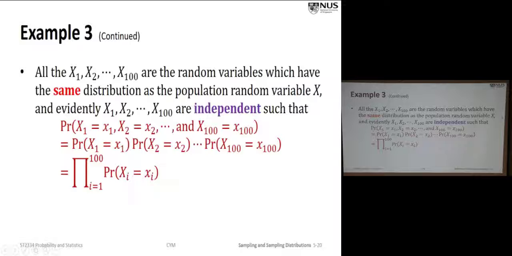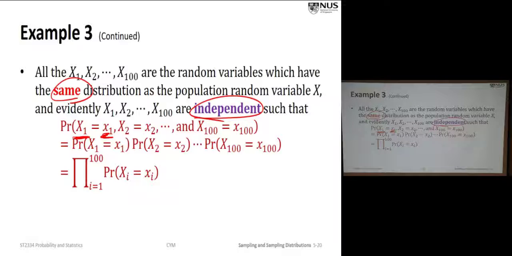Since they're independent and have the same distribution, the probability of the first outcome equal to x1... Make sure that you understand the notation. The capital letter means a random variable. A random variable takes a bunch of values and associates to these values a probability or probability density. The lowercase x1 is the actual value. So in this example, little x1 means 2, 3, 4, 5, up to 12.